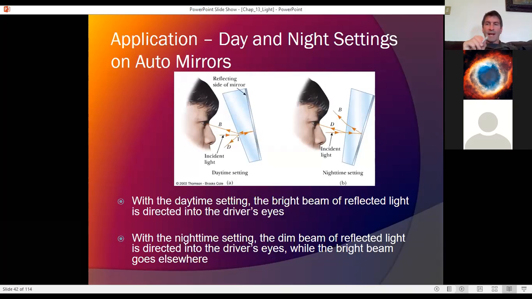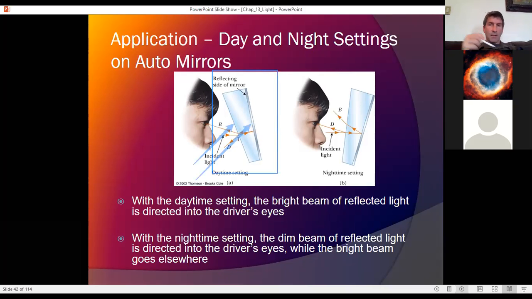Your rear view mirror actually has two different surfaces on it. Although now they're starting to use other technology to produce these. But the old style was you could actually flip a switch and change the reflectivity of the mirror. And the way that they set these up is any smooth surface will reflect light. Okay, so your rear view mirror actually has two surfaces. It has a glass surface that's not very reflective, and a metal surface behind that glass surface that's more reflective.